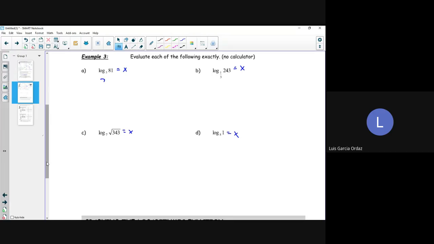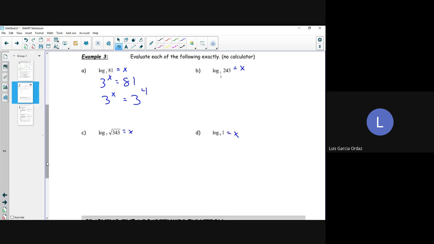So we would have 3 to the x is equal to 81. In order for us to solve for x, we need to find an exponent to the base of 3 that gives us 81. So we have 3 to the x is equal to 3 to the power of what? So 3 to the power of what gives us 81? 4. So you have 3 to the x is equal to 3 to the 4.